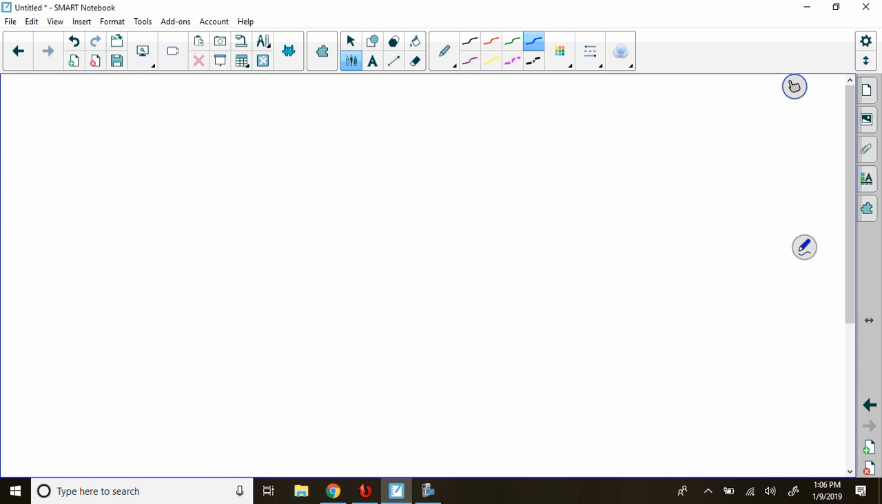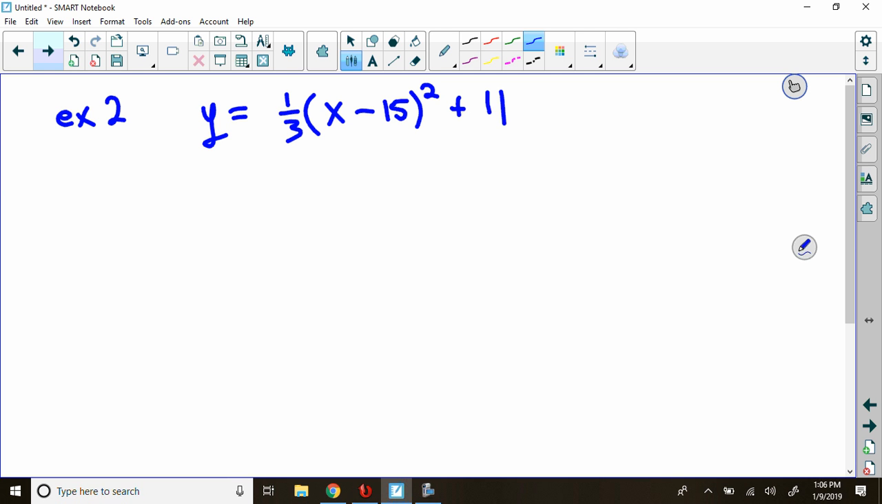Okay. Example 2, moving right along. I said I'd try to keep this under 10 minutes. Example 2, we're going to look at y equals 1/3 times the group x minus 15, the quantity squared, plus 11. There it is. So again, same 3 things I'm going to be looking for: the x-intercept, or intercepts if there are any, the y-intercept, and the vertex. Which one do we get for free on this one?